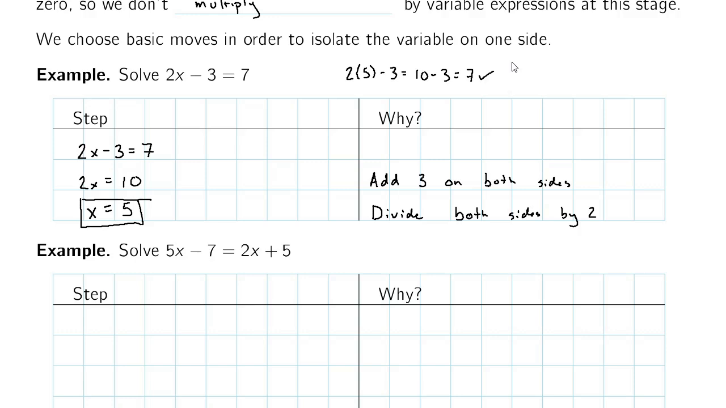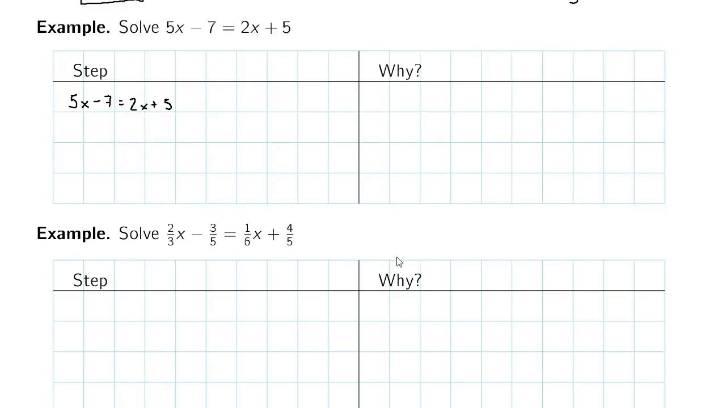Let's see a slightly more complicated equation to solve. Here we have the variable appearing on both sides. So the first thing we need to do is to eliminate the variable on one side. And I'm basically always going to just eliminate the variable on the right. So I'm going to collect all my variables on the left, and in this case, all my numbers on the right. The first thing we're going to want to do then is to subtract 2x on both sides.